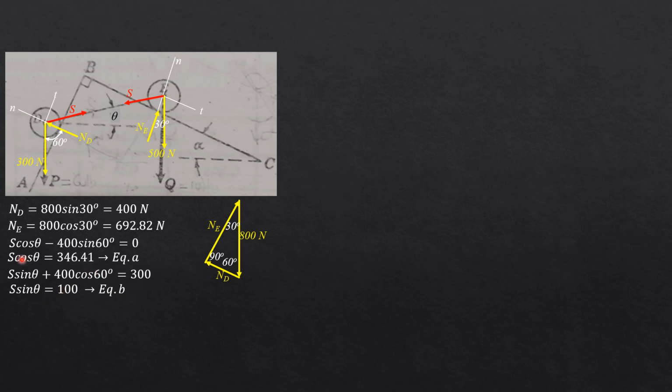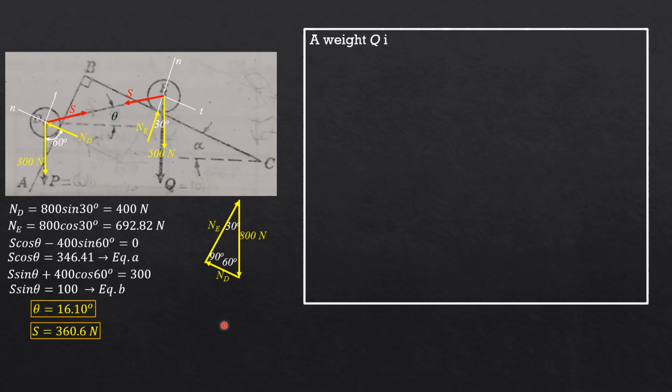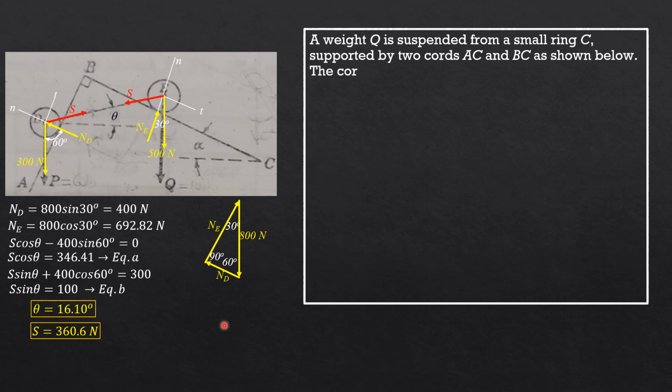So S sine theta divided by S cosine theta is tangent theta, and it is equal to 100 over 346.41. So from there we get the same answer, theta is 16.10 degrees and S is 360.6 newtons, because this is the same calculation as before.